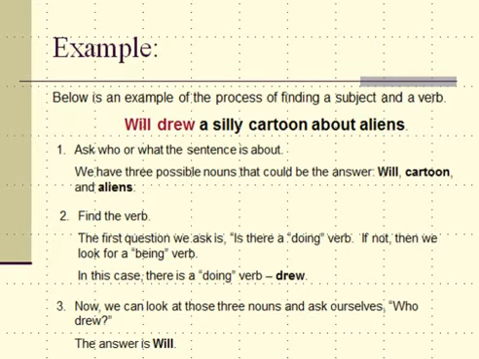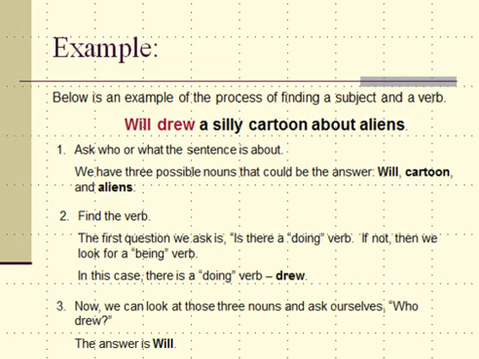Let's try it out. I've got an example here on this screen for you. I'm going to begin by reading the entire sentence. Will drew a silly cartoon about aliens. So if I ask myself, who or what is this sentence about? I have three nouns from which to choose: Will, cartoon, and aliens. The word Will is at the front end of the sentence, so that puts it in the lead as a possible subject.